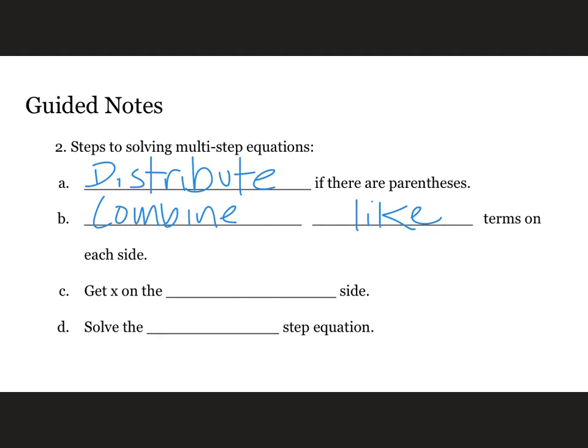Once again, part 3 here, or part C, is to get x on the same side, and I can't stress enough how that is going to be very important. And finally, we just solve the two-step equation. To review what those 2 steps are, we add or subtract, okay, using opposite operation to get the term with x by itself. And finally, we either multiply or divide to get the variable by itself.